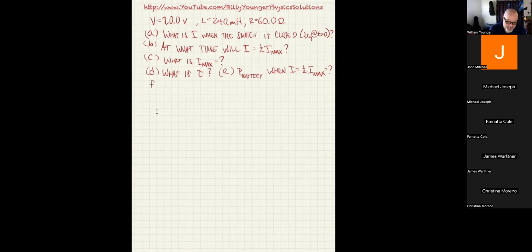And then F, using our information that we know about inductors, we want to know at what rate is energy being stored in the magnetic field. So at what rate, again, that's a key word for power, is the energy stored in the B field. Okay, so that's our questions here. Let's do our solution.